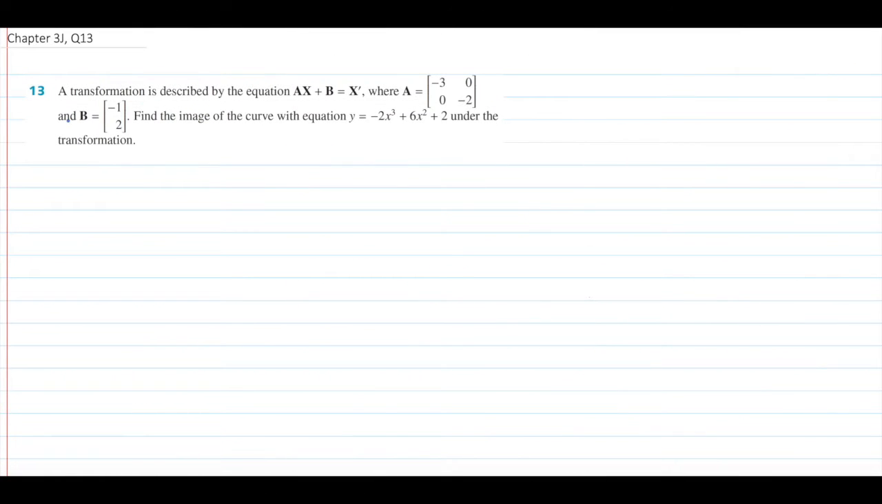So question 13. A transformation is described by the equation Ax plus b equals x prime, where A is this matrix right here, which is your dilation and reflection matrix. And b is your translation matrix, moving left, right, up, and down. Then they want you to find the image of the curve with this original equation under that transformation. So what is this equation turning into? That's pretty much the question.